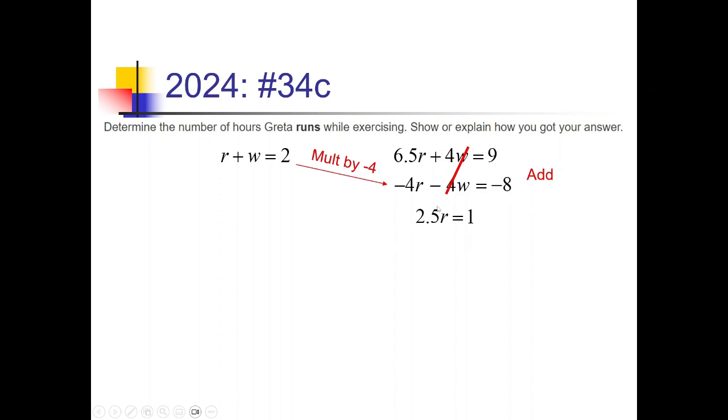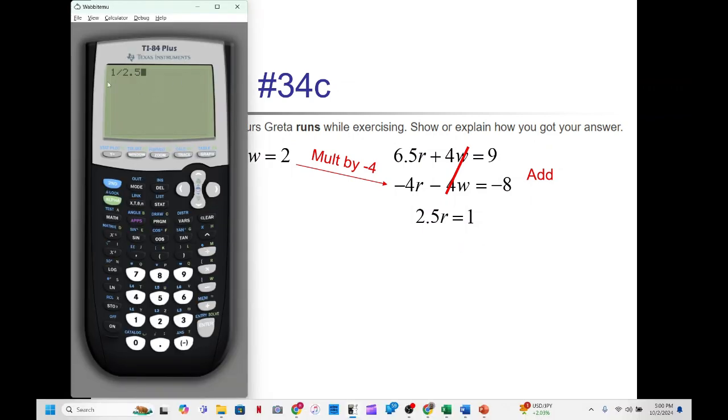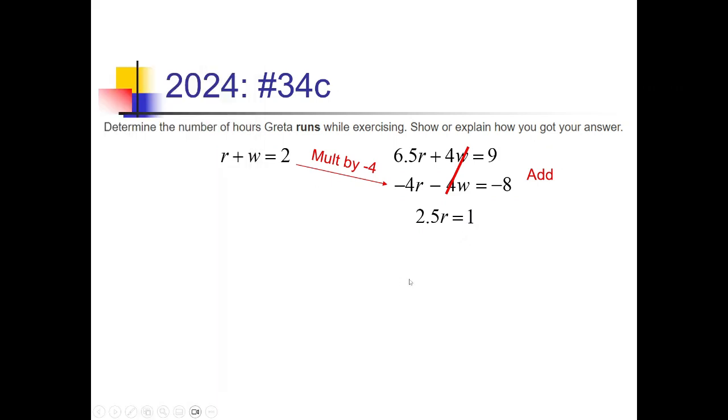Now I just have to divide both sides by 2.5 to get R. And 1 divided by 2.5, what's that going to be? Well, you could do it on the calculator if you want. So on the calculator, 1 divided by 2.5 equals 0.4. So that is 0.4 hours that Greta is running for.